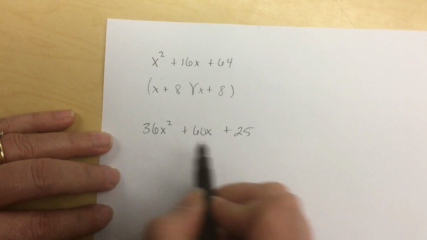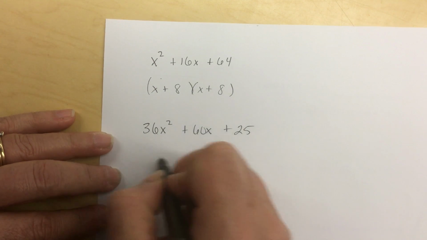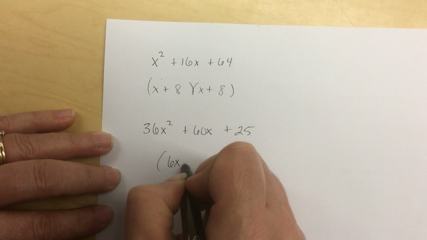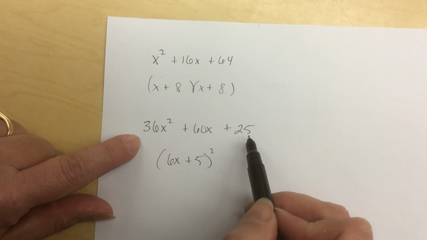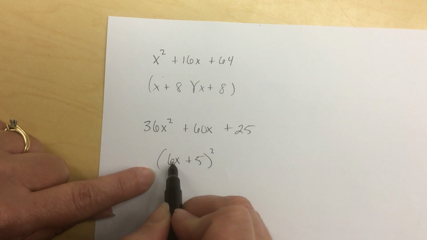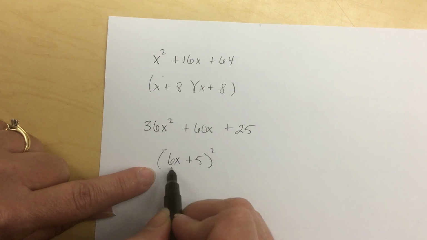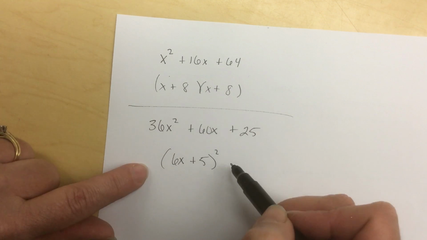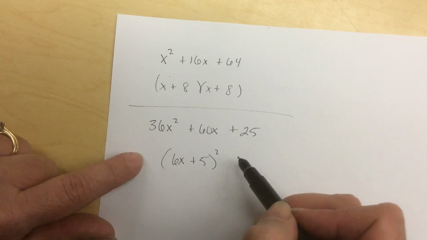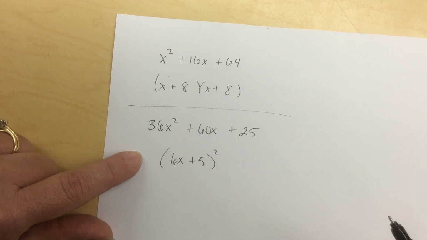But if you recognize that 36 and 25 are perfect squares, you could say, you know what, I wonder if it's 6x plus 5 squared, because the two things are squared. And then double check it. 6 times 5 is 30, and 30 times 2 is 60, so this is true. Okay, so this factors into this. So for something like this, it's a really big shortcut. It's a very big time saver.